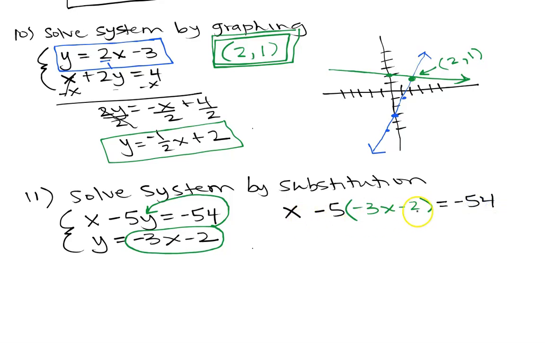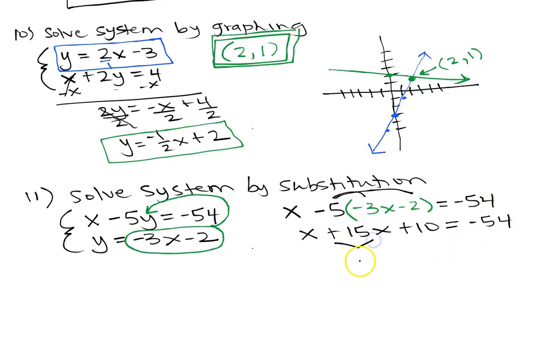All right, and now I only have x's to solve for, and so that's why I do that substitution, so that I can solve for one of those variables. All right, so first of all, I need to distribute that negative 5 through. So I've got x, and negative 5 times negative 3 is going to be positive 15x, and then negative 5 times negative 2 is positive 10, and equals negative 54.